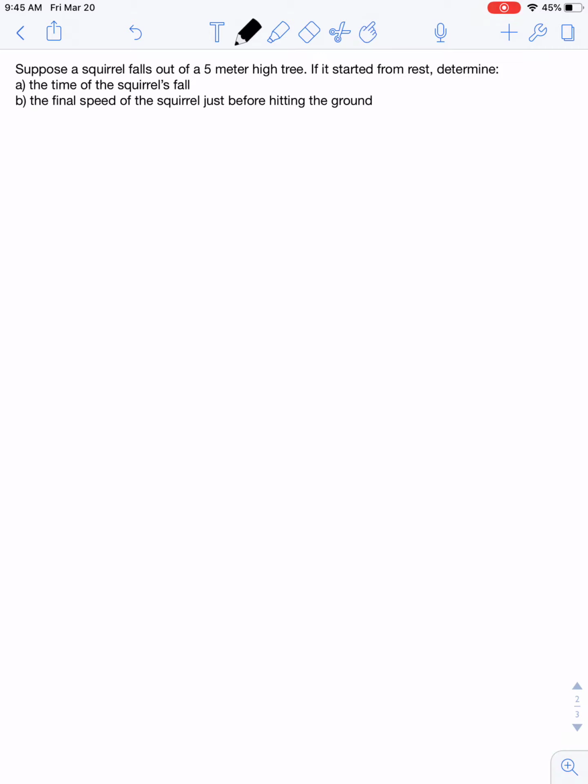Okay, so example problem real quick. Here we go. So we got a squirrel that falls out of a 5-meter high tree. It started from rest, and we need to determine the time of the squirrel's fall and the final speed of the squirrel just before it hits the ground.